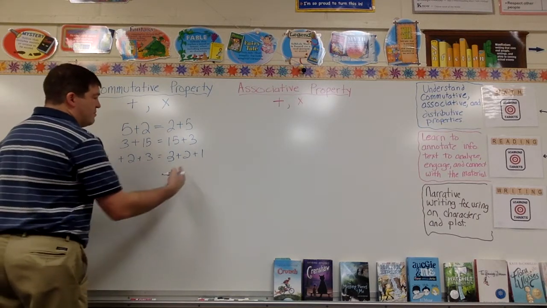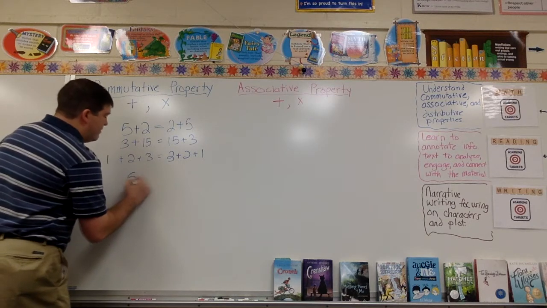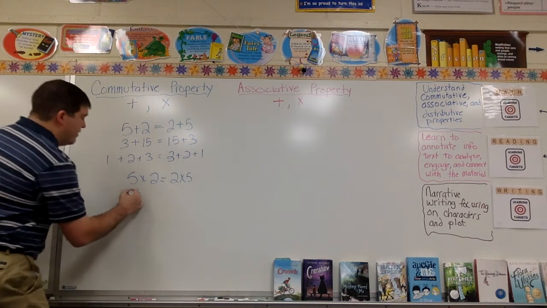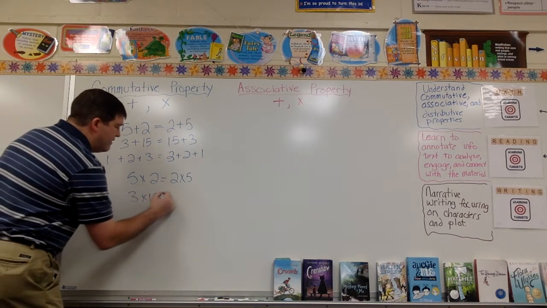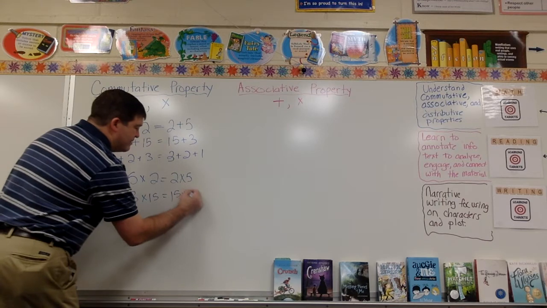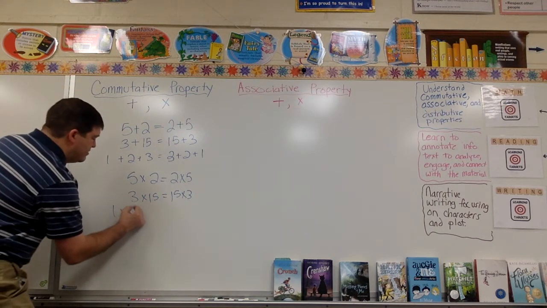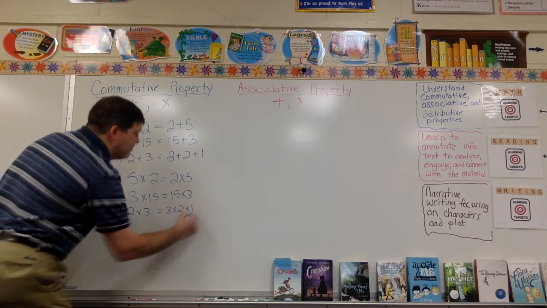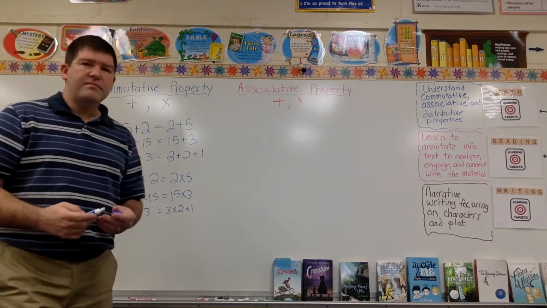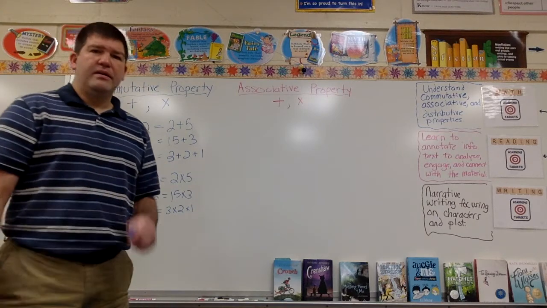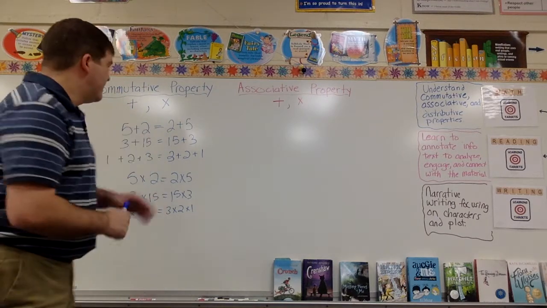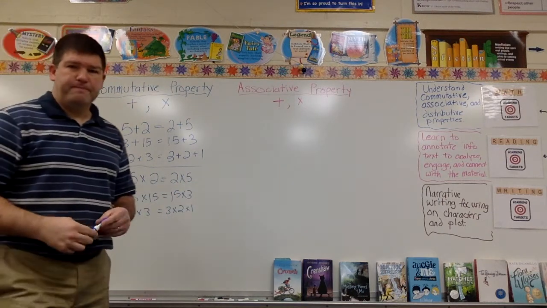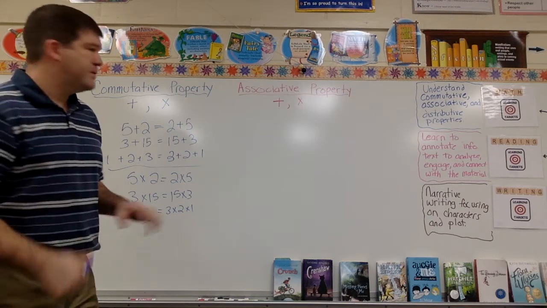So, just like with addition, same thing with multiplication. I could change all of these to be multiplication. 5 times 2 is the same as 2 times 5. 3 times 15 is the same as 15 times 3. 1 times 2 times 3 is the same as 3 times 2 times 1. It's all the same. So that's commutative property with addition and with multiplication.